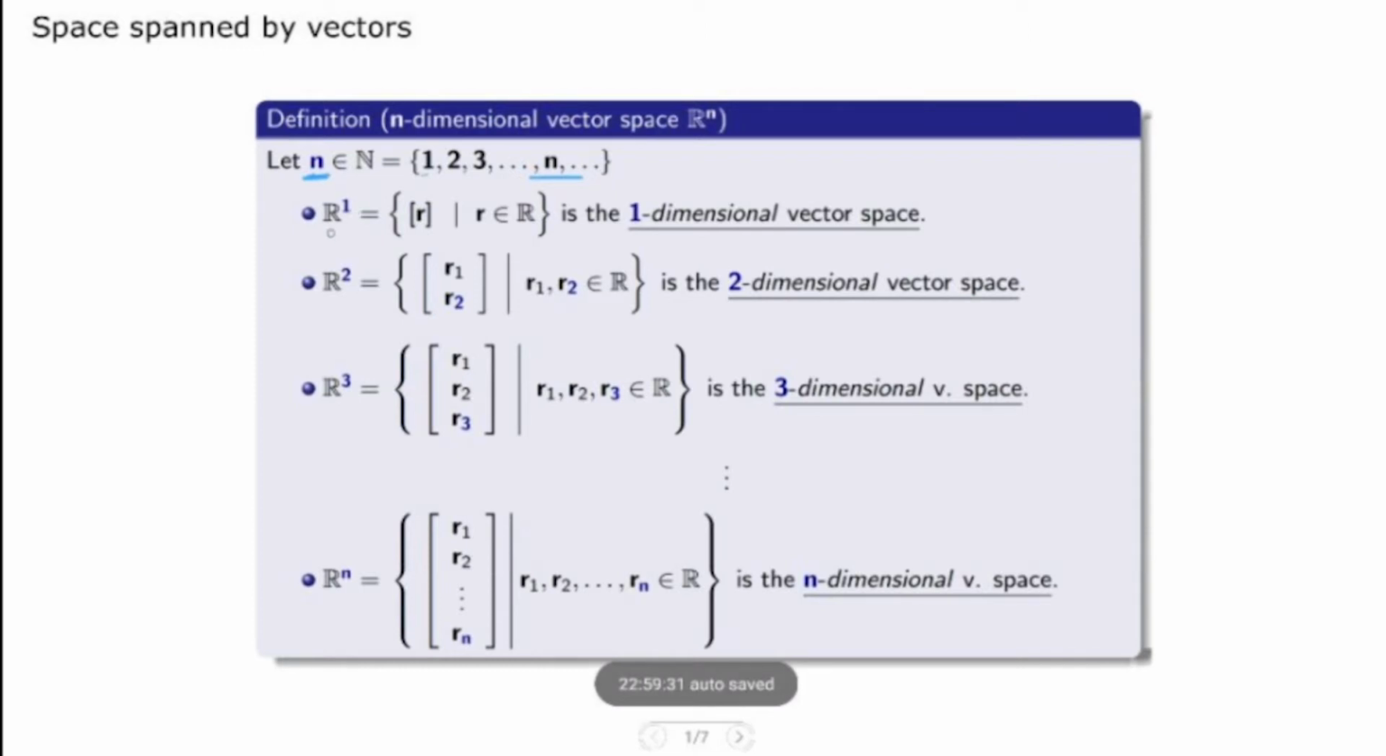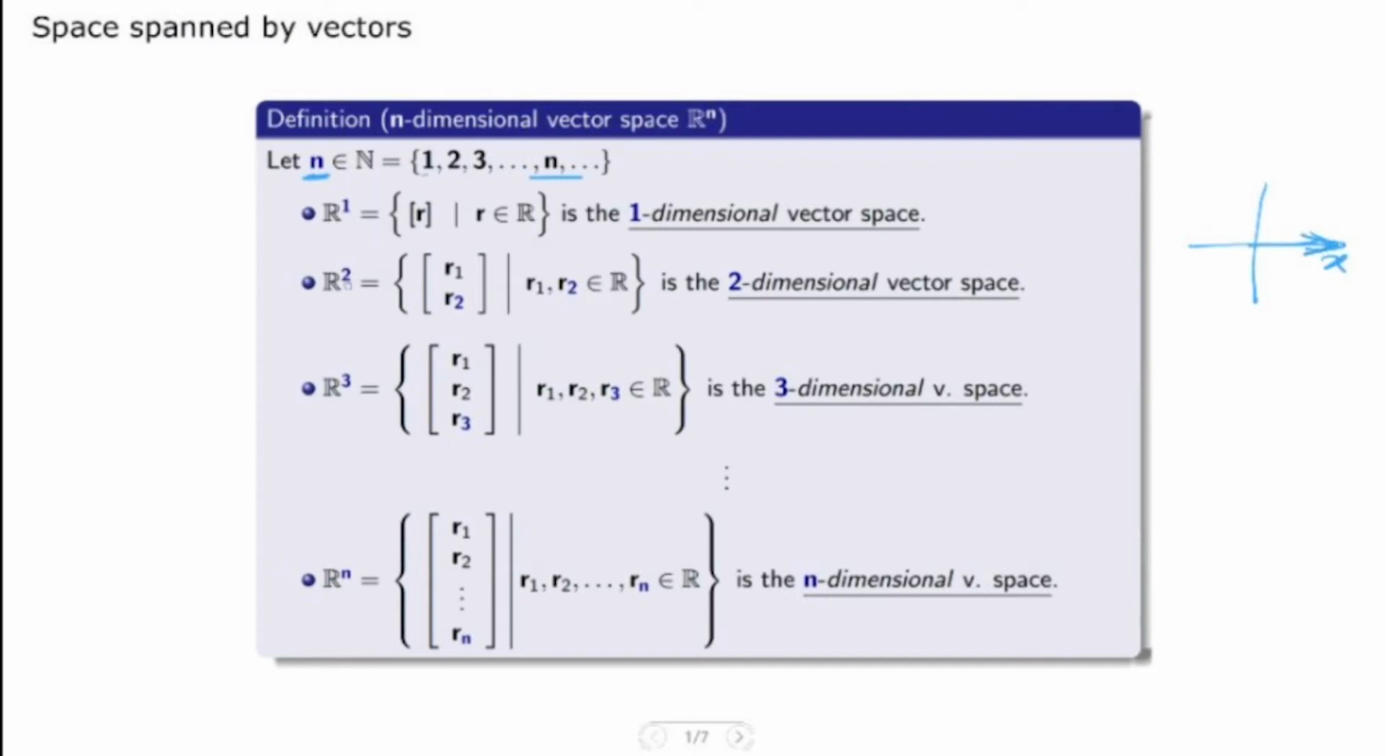So R to the power 1. This R represents real numbers, and to the power 1 would mean a one-dimensional vector space. If you have dimensions in the vector space, or in the plane, you have the x dimension. So a single R would mean that it's in one dimension, the dimension of x.